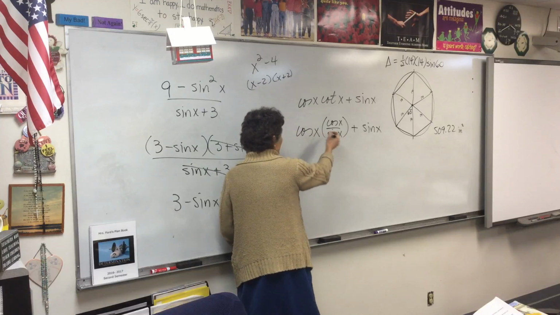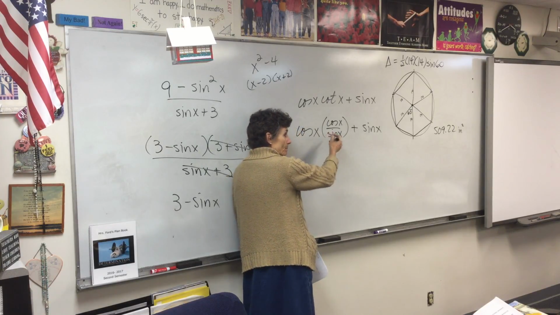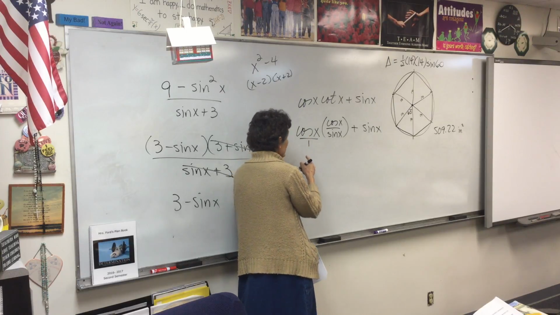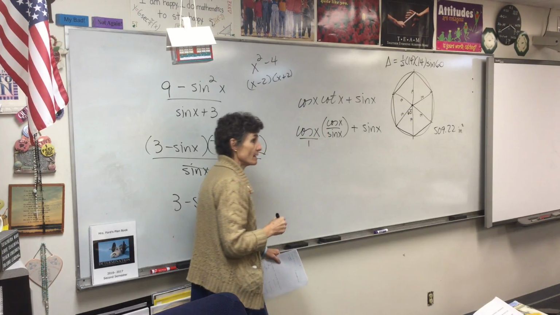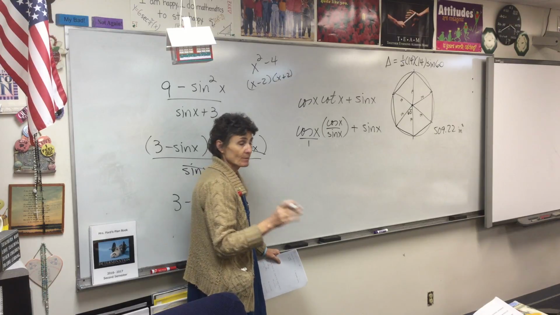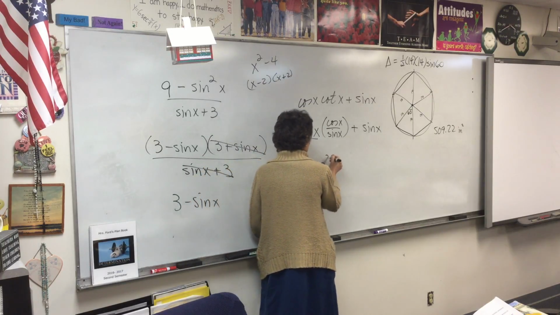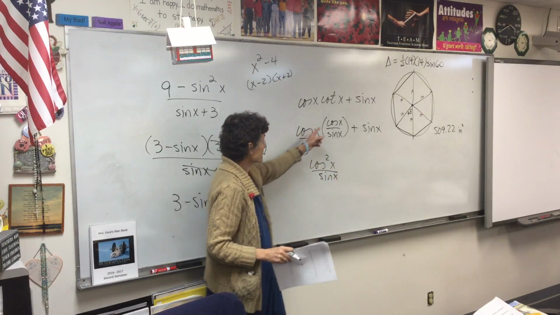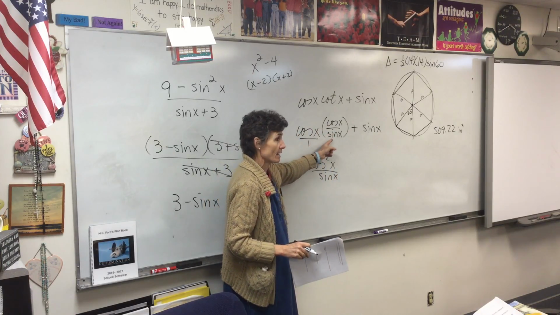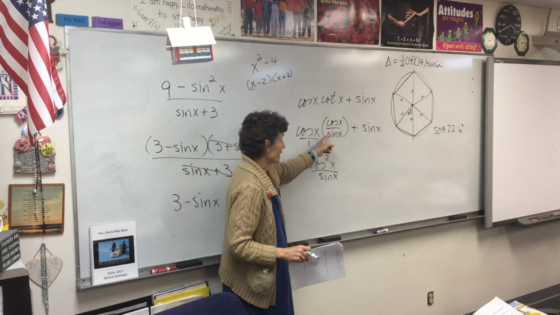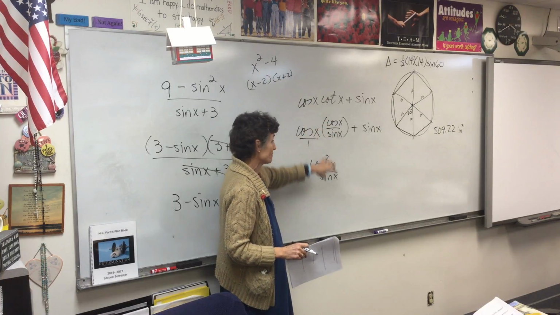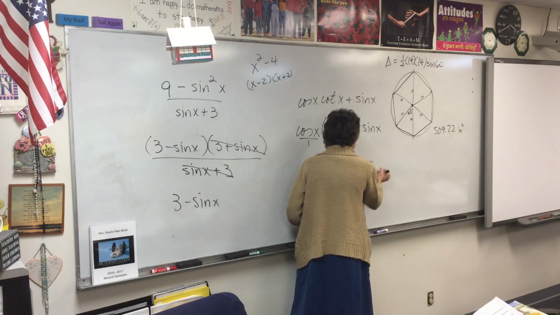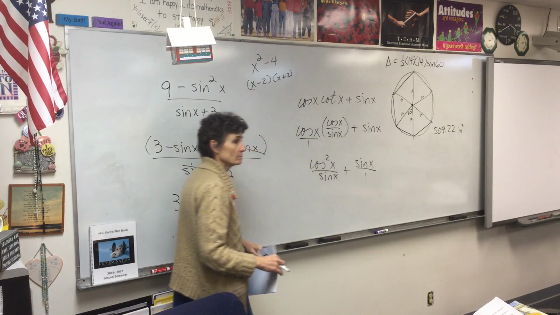All right, let's multiply these two together. Now, that's like cosine over 1 times cosine over sine. Nothing cancels. I'm going to be left with cosine squared over sine. Cosine times cosine, 1 times sine. I'm multiplying these two together, top times top, bottom times bottom. And I'm adding that to sine over 1.